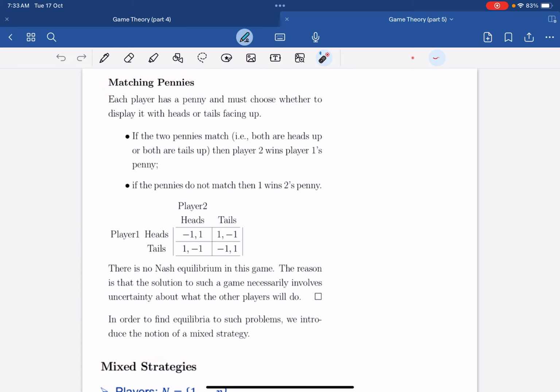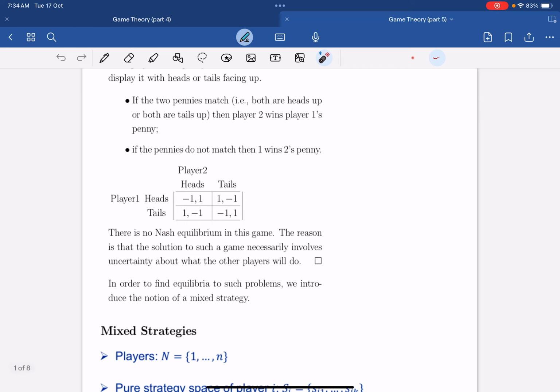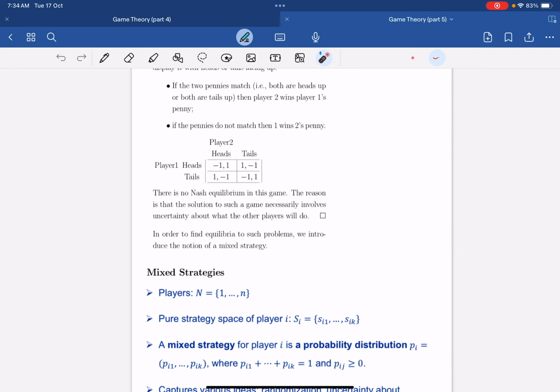So you see, if a player has a penny and must choose whether it displays heads or tails, if the two pennies match, then player 2 wins. If they don't match, then player 1 wins. In this scenario, you draw the bimatrix, and actually you can notice that there is no Nash equilibrium. And to fix this problem and find an equilibrium, we need to have the notion of the mixed strategy.